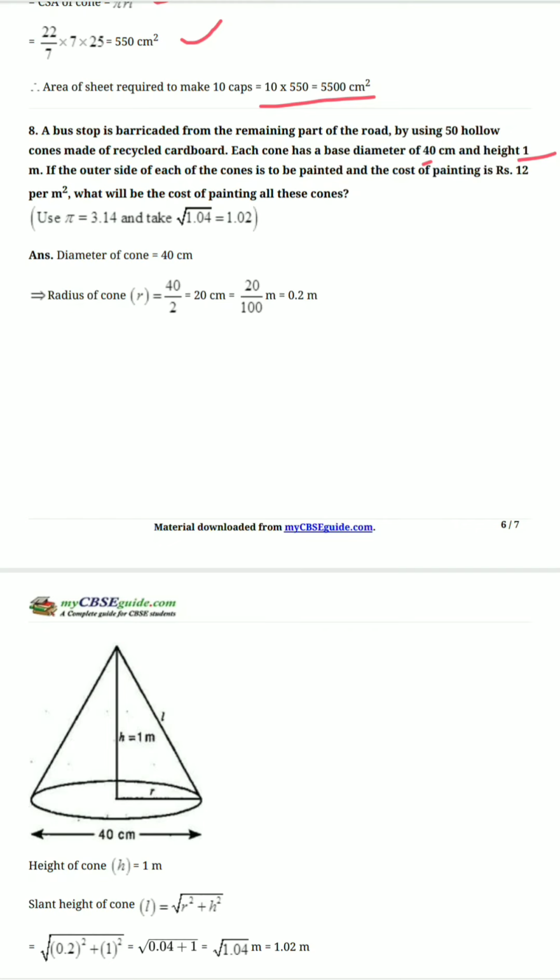So what we have to do here? We have to find the curved surface area of one cone. Then we will multiply the curved surface area of one cone with 50, so that we can get the total surface area to be painted, and after that the area will be multiplied with the rate. As we have discussed right now, the formula is total cost equals area multiplied by rate. So we are going to use this formula. First of all let me find the area.